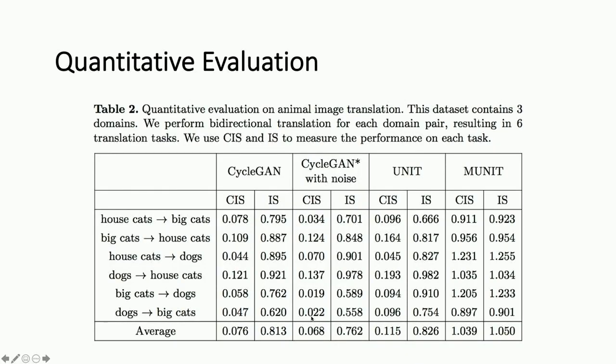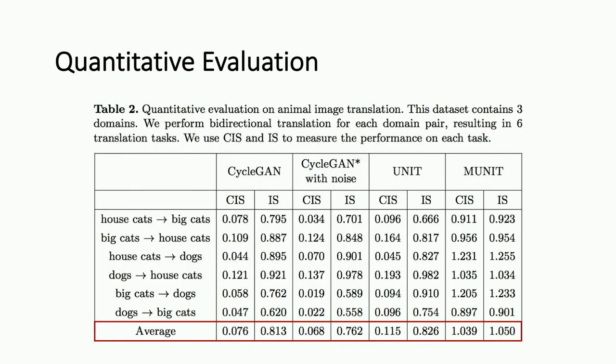In addition, in some datasets where we know the ground truth modes or categories of each domain, we employ the inception score, which we refer to as IS, to measure the quality of the output images, and a conditional inception score, which not only measures quality but also measures the diversity given the same input. Our model achieves higher inception score and also higher conditional inception score than previous models.